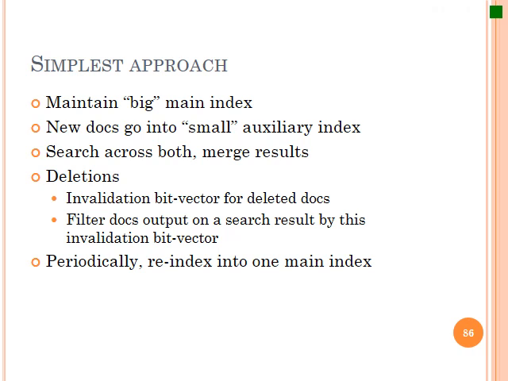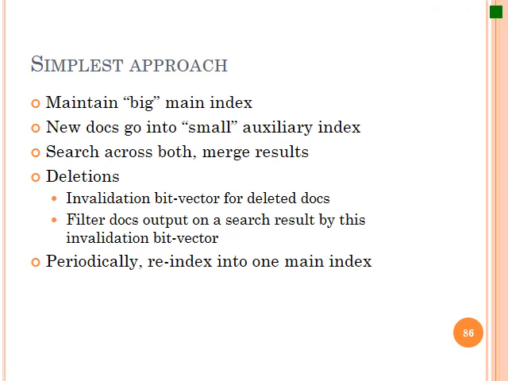And for deletions, if you want to delete some documents from your document collection, you need to create an invalidation bit vector. So assuming that you have 1 million documents, this invalidation bit vector will be 1 million bits long. Any document that's deleted from your document set, you will set 1 on the corresponding bit in the vector, right?